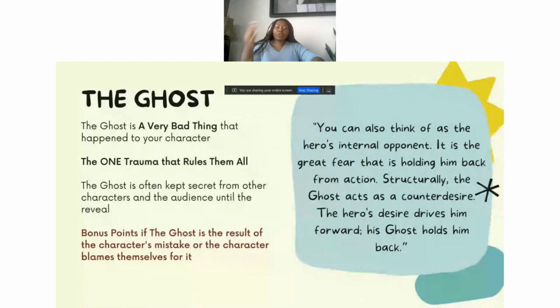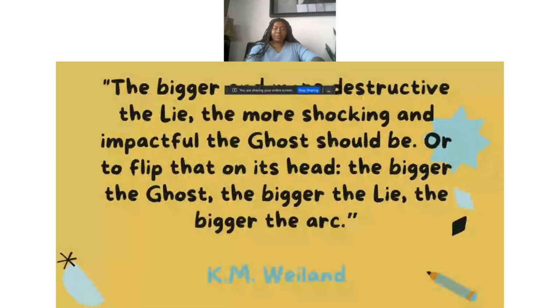So you can also, this is a quote from John Truby, you can also think of the ghost basically as the hero's internal opponent. It's the greatest fear that is holding him back from action. Structurally, the ghost acts as a counter-desire. The hero's desire drives him forward, his ghost holds him back.